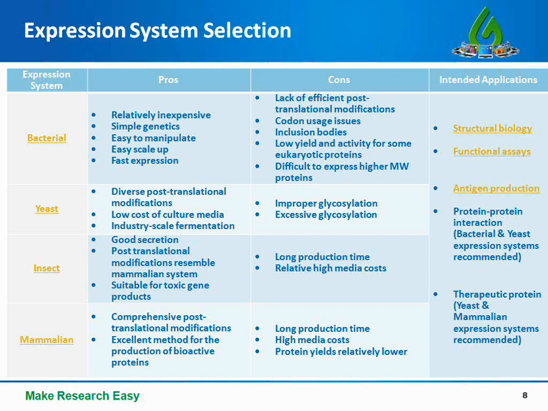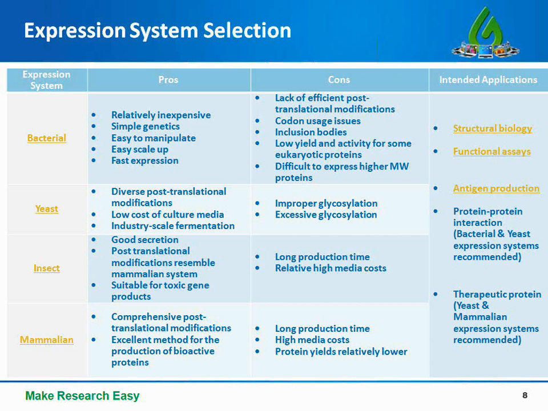Yeast expression system can carry diverse post-translational modifications. However, if your protein is subject to glycosylation, you'd better consider insect or mammalian expression system, as yeast expression system may lead to improper or excessive glycosylation. On the other hand, yeast expression system is low cost and suitable for industry-scale fermentation. Insect expression system has good secretion and is especially suitable for some toxic protein production. However, the production time using insect expression system is long and the cost is relatively high.